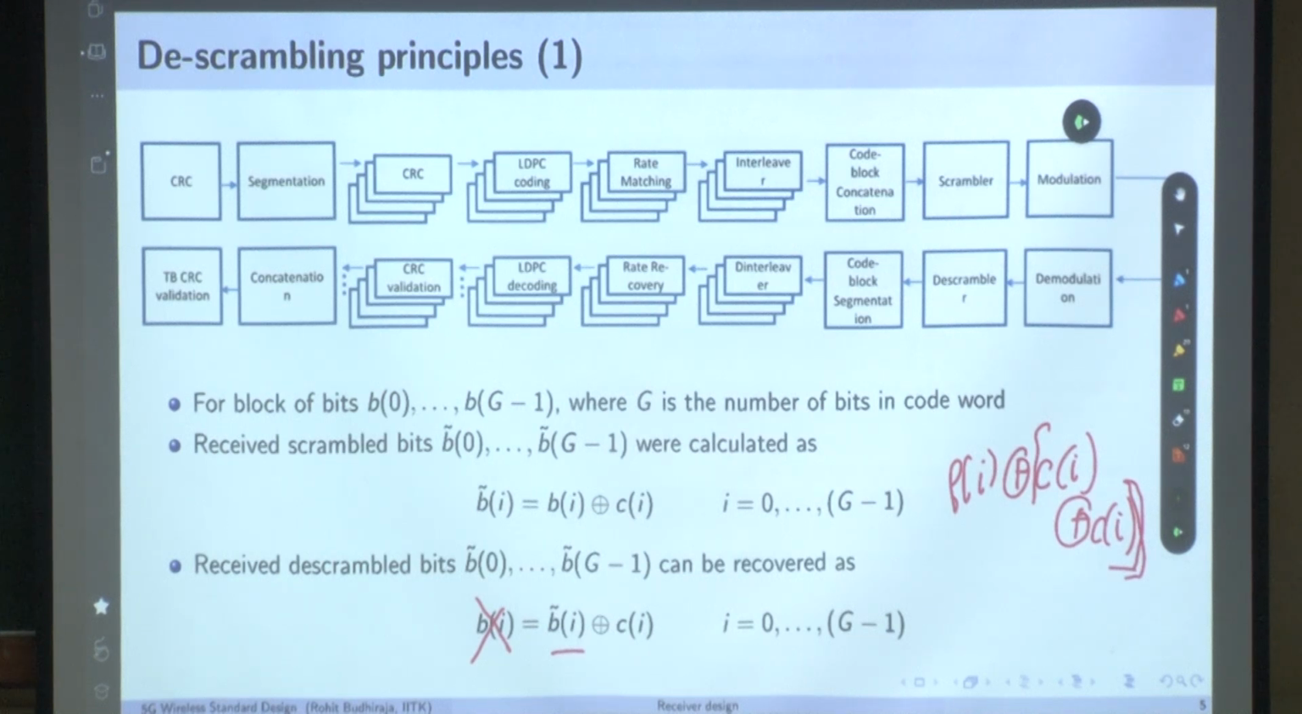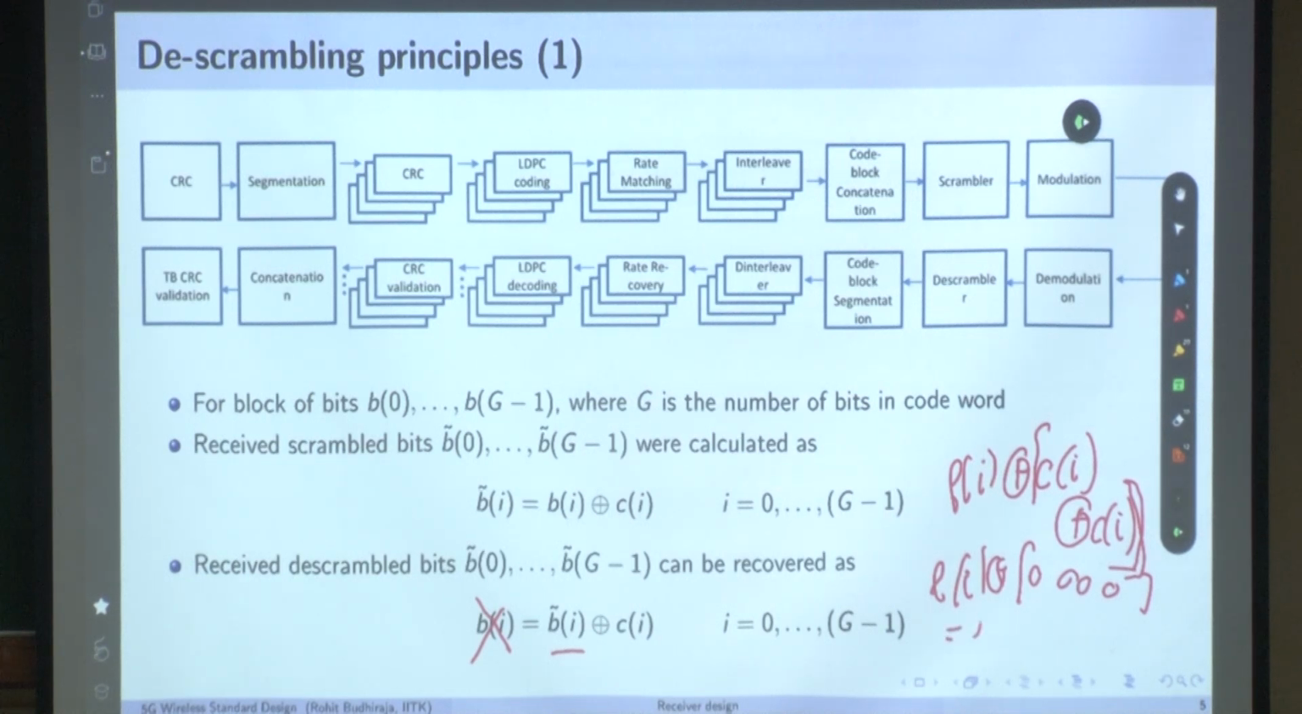C of I XORed with C of I. What will you get? A bit stream of zeros, because you XOR a sequence with itself and you get a string of zeros. Correct? So what is happening? B of I XORed with a string of zeros, which is of the same length as B of I. What will happen? B of I. You XOR anything with 0, you get back the same sequence.